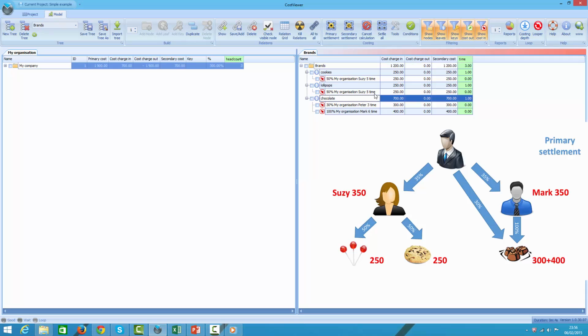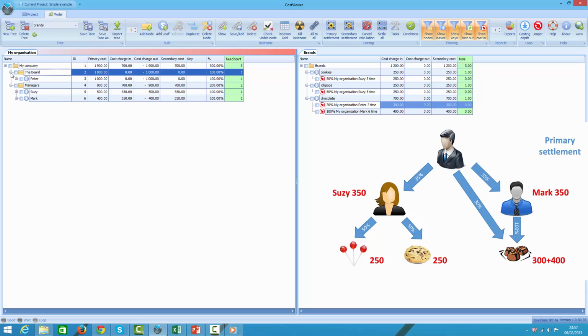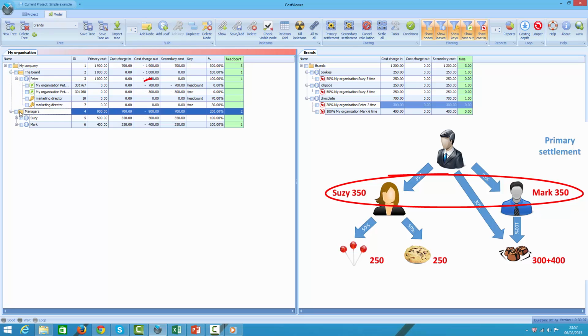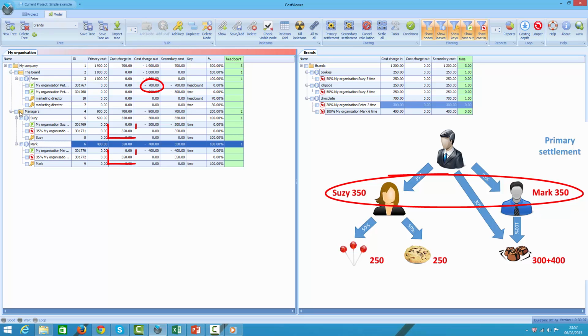We have yet one more cost item, that is 30% of the marketing director's cost, which is also absorbed by the chocolate brand next to Mark's cost. You may have noticed that out of 1,900 cost, we have already passed on 1,200. The remaining 700 represents 70% of the marketing director's cost, which during the first cycle was charged out from Peter and charged in to Susie and Mark, 350 each.